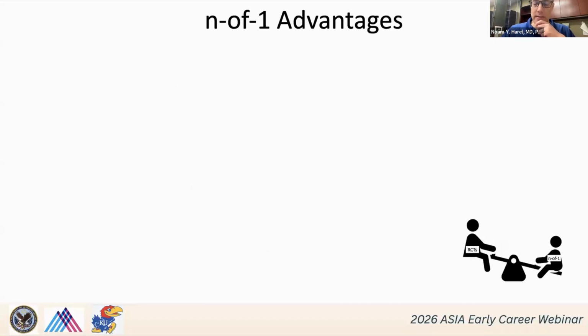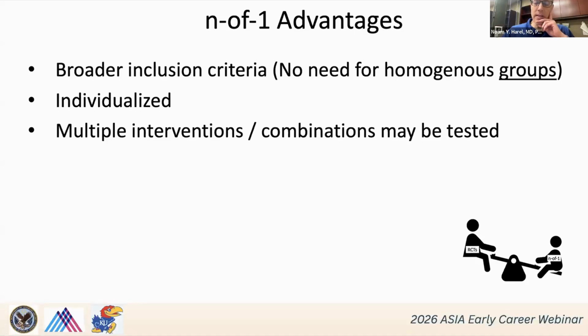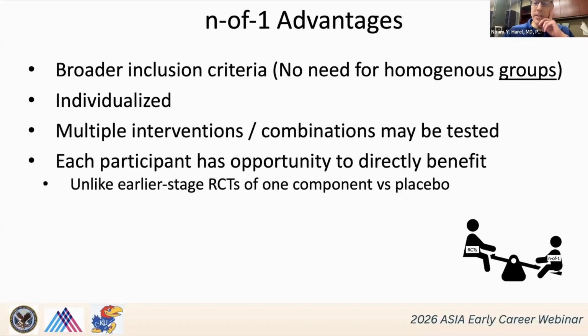So, what are the advantages of this design? Because you're not doing Group A versus Group B, there's less of an emphasis on homogeneous groups, so you can have broader inclusion criteria. It's individualized, as we discussed. And depending on how long you have and how long it takes to do washouts, you can test multiple things, multiple interventions, or even combinations within one person in one study. And because you're tweaking for a long time with each person, that participant has the opportunity, hopefully, to directly benefit from the study.